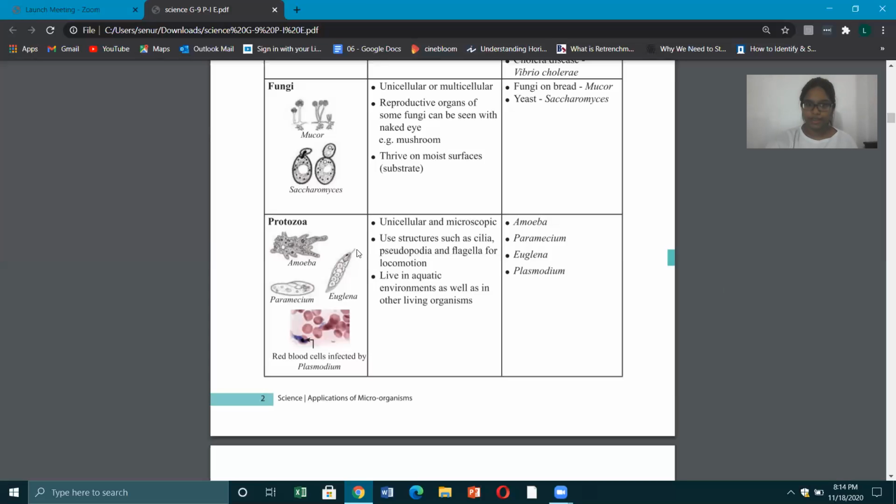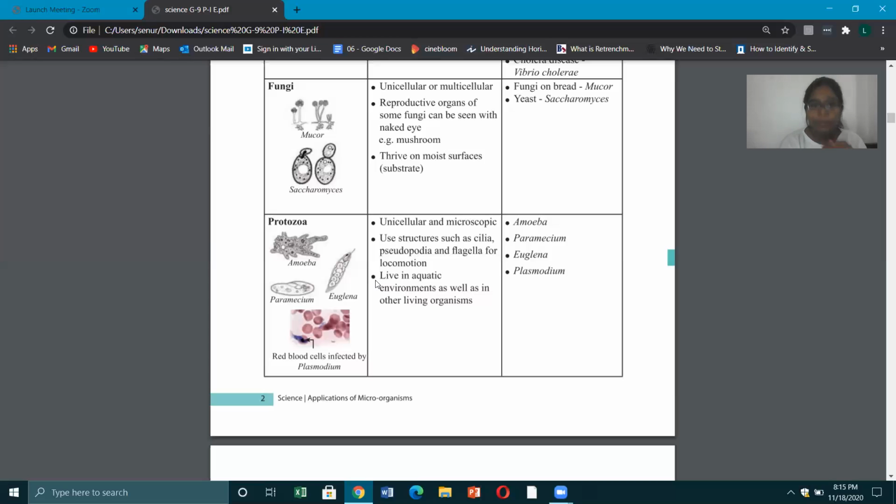And the other thing is flagella. Flagella is like a tail. You can swim using it, well, not swim, but move using that. A very small structure. They live in aquatic environments as well as in other organisms. There are diseases caused by these organisms as well. We'll be talking about it when we talk about the adverse effects. Some examples of protozoa are amoeba, paramecium, euglena, and plasmodium.